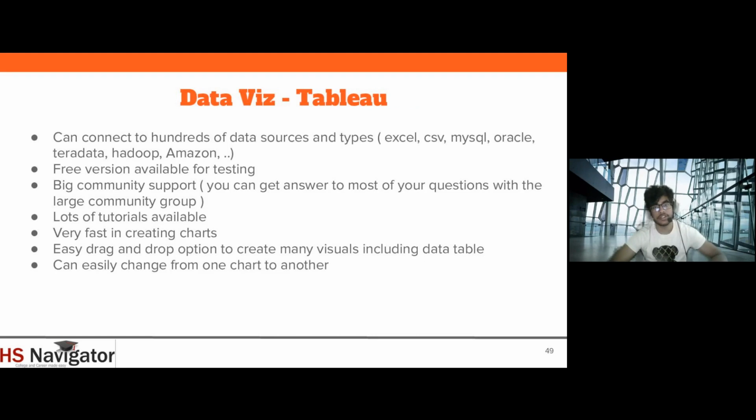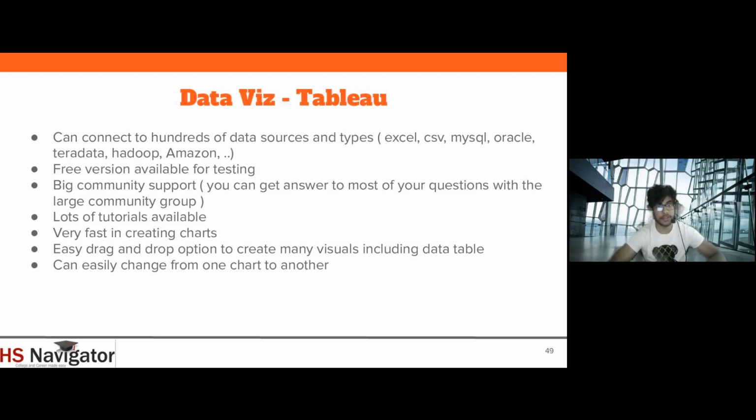Data visualization on Tableau. Can connect hundreds of data sources and types. Excel, CSV, MySQL, Oracle, Teradata, Hadoop, Amazon, etc. Free versions are also available for testing, and they have a big community support, so you can get answers to most of your questions with the large community that's willing to help. Lots of tutorials are also available online, some for free and some paid courses.